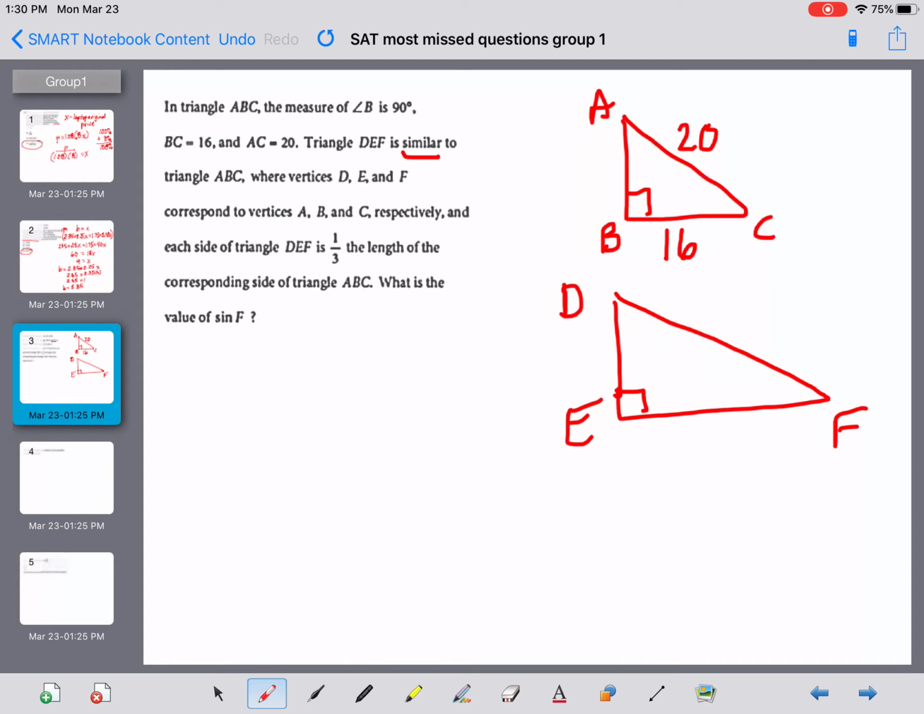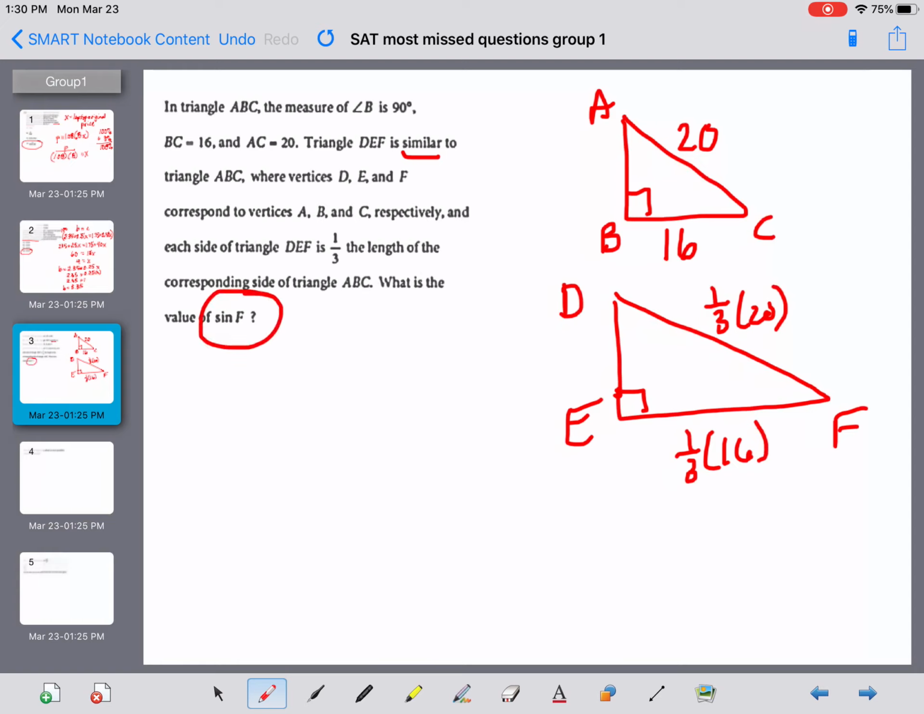So if I went ABC, I'm going to need to do DEF over here. And it says every side of DEF is a third of the length of the corresponding side of this. So this would be like a third of 20. This is going to be a third of 16. That's what it's telling us. So we know it's smaller. My picture, of course, is already not to scale. But the final question says, what is the sine of F?